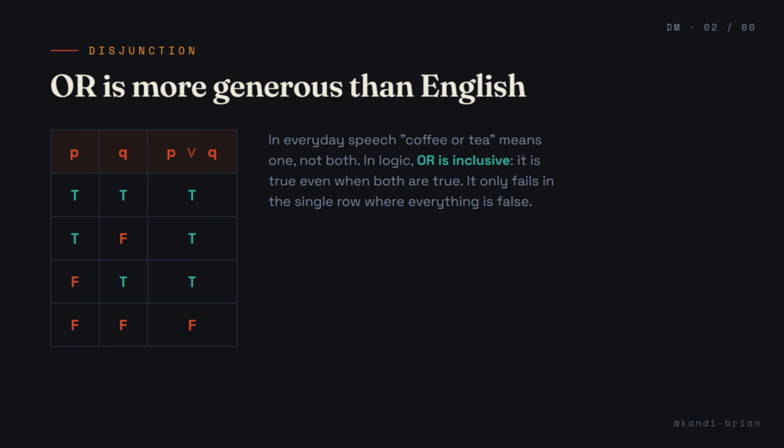Now disjunction, P or Q. Here's the one place beginners get tripped up. In everyday English, would you like coffee or tea means pick one, not both. But logical or is more generous than that. It's what we call inclusive or. If you take a look at the table, it is true when P is true, true when Q is true, and still true when both are true. The only row where or fails is the very last one, where both inputs are false. So remember, logical or means at least one, and it is perfectly happy when both are true.